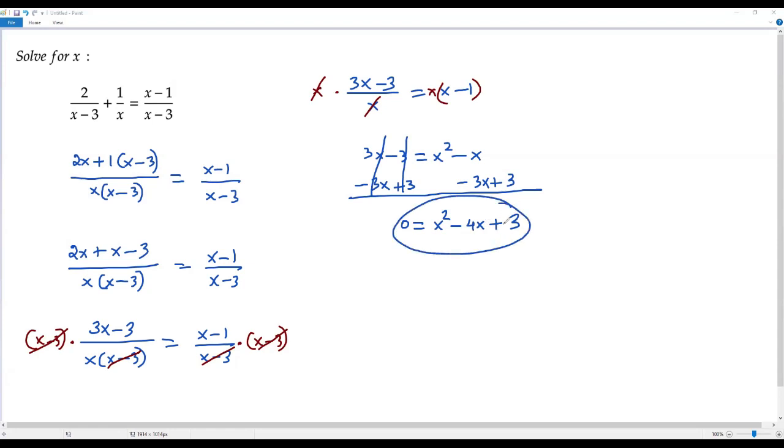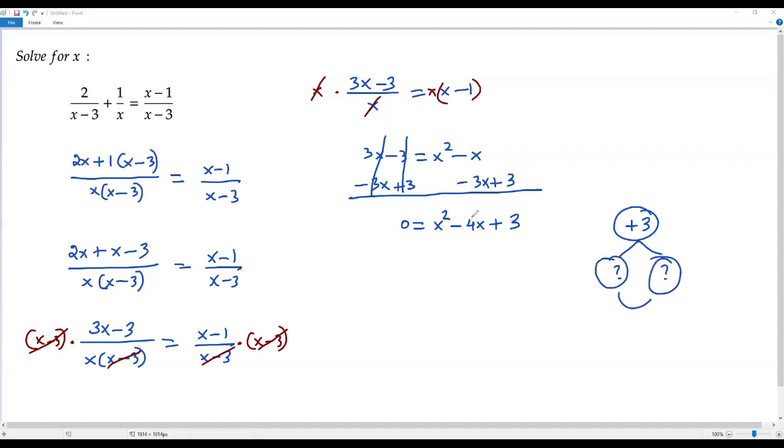I think this quadratic equation can be solved by factoring. For that, I have to multiply the constant term positive 3 by the coefficient of x squared, that is 1. Multiplying positive 3 by 1, I'm still getting positive 3. Now I have to get two factors whose product equals positive 3 and whose sum equals the coefficient of x, that is negative 4. I think negative 3 and negative 1 will work. When I multiply negative 3 and negative 1, I'm getting positive 3. When I add them, I'm getting negative 4, which is the coefficient of x.